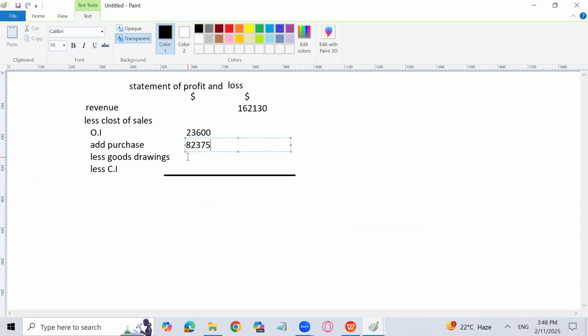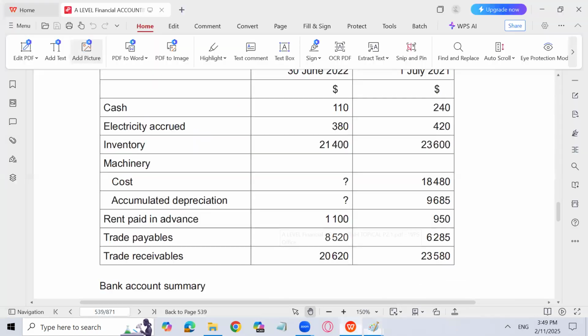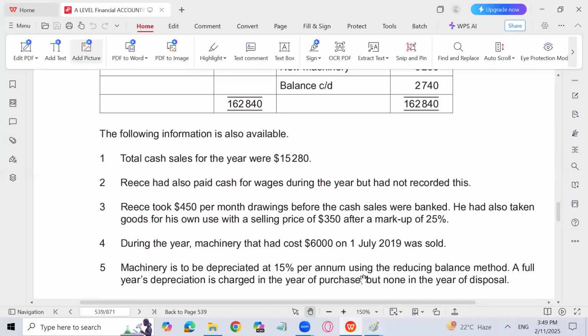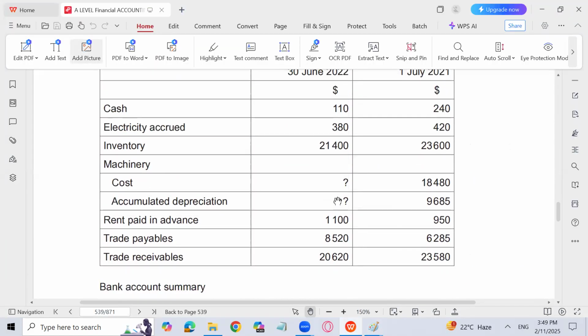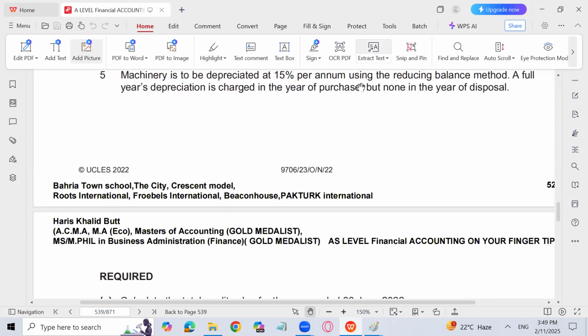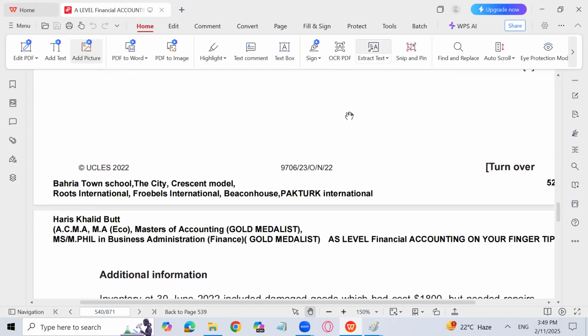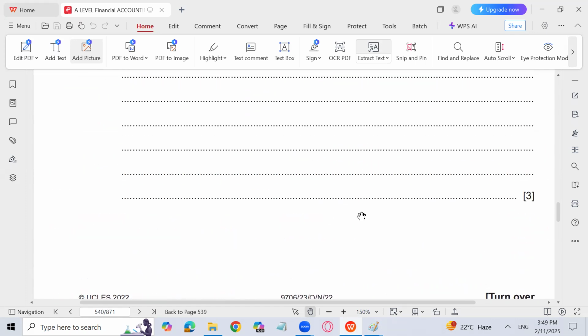82375. Goods drawing we have calculated. We have transferred goods drawing at cost, which is 280, which is subtracted. We have to subtract goods drawing from the amount of purchases, less closing inventory. So here again, there is a difficult point. Let's see. The closing inventory given in the question is 21400. Here it is written 21400. Now we have done all the calculations.